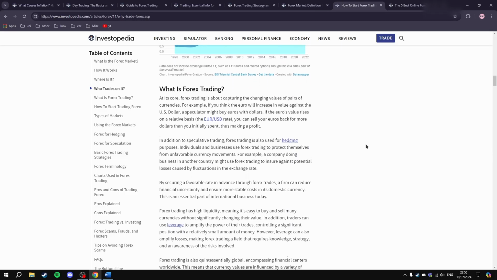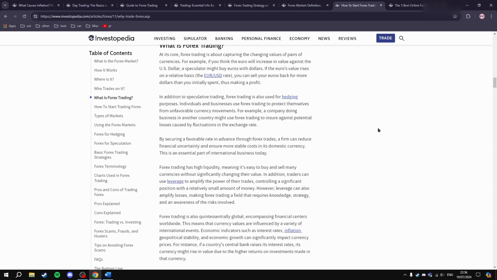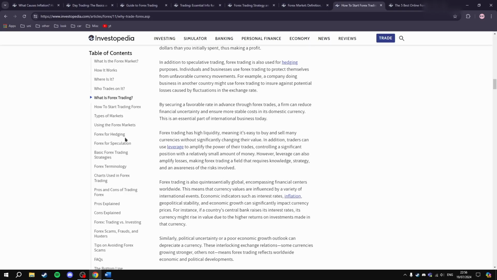So what is Forex trading? At its core, Forex trading is about capturing the changing values of pairs of currencies. For example, thinking the euro will increase in value against USD, a speculator might buy euros with dollars. If the euro's value rises on a relative basis, the euro USD rate, you can sell euros back for more dollars than initially spent, thus making a profit.